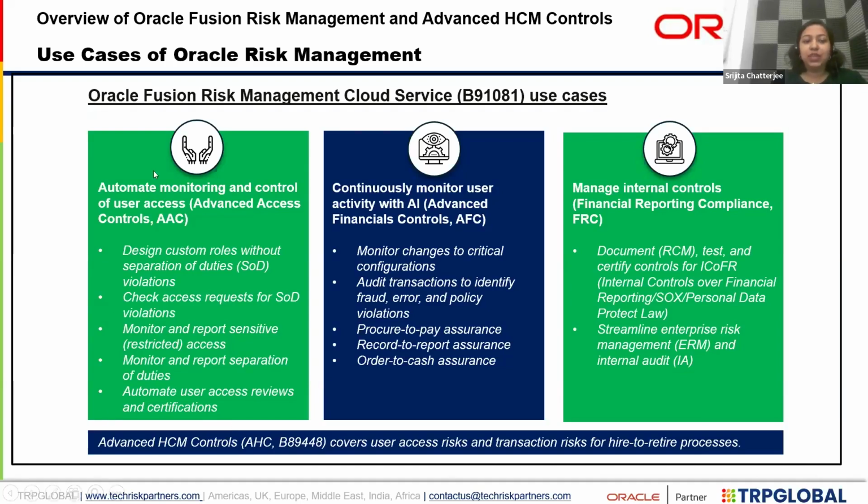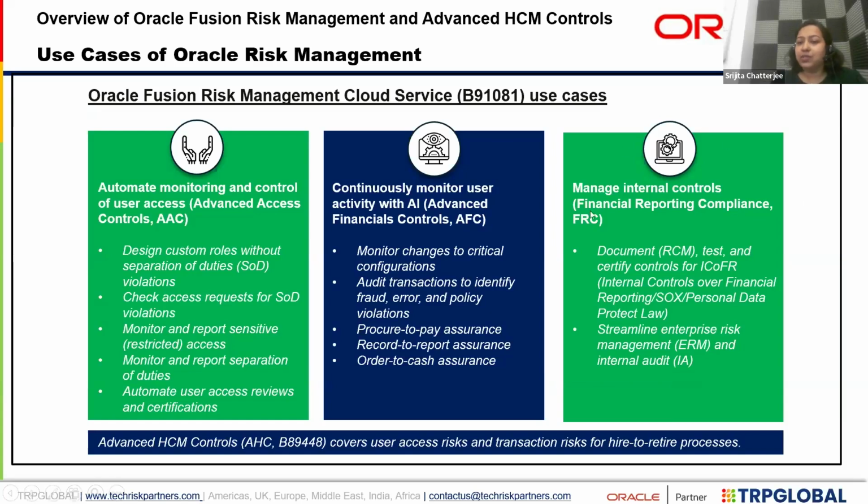So this box was mostly about ensuring that the right people have the right accesses, whereas the one in between ensures that the right people with the right accesses are performing the right activities or not. Using these semantic AI designed advanced financial controls, or AFC, we can continuously monitor a user's activity related to business processes like procure to pay, record to report, or order to cash, or also related to audit transactions or configuration that has taken place. We are able to monitor all of those.